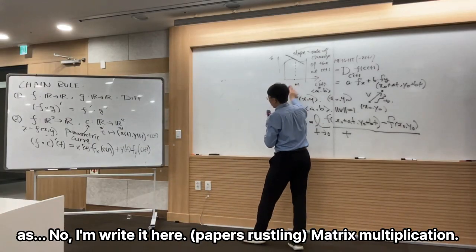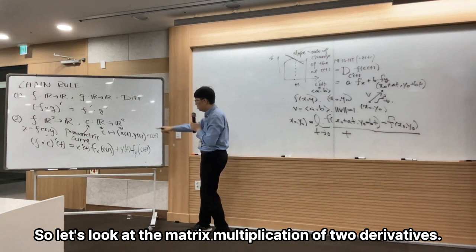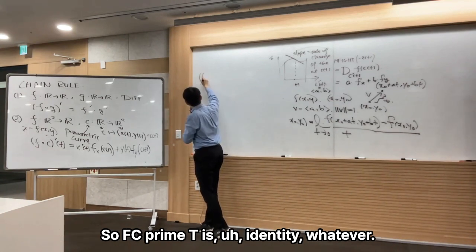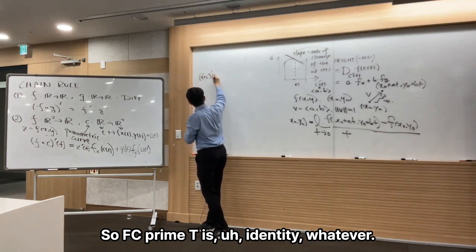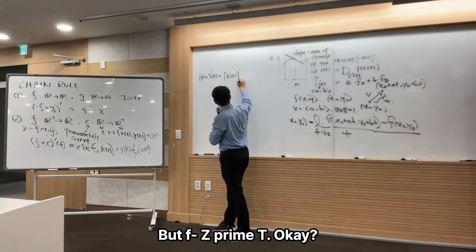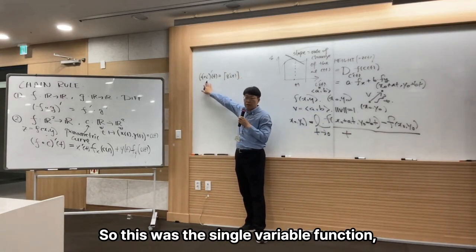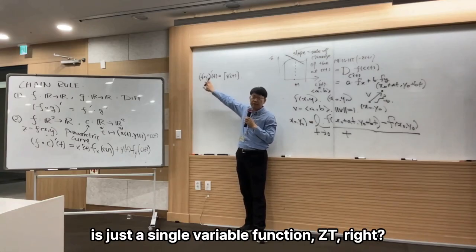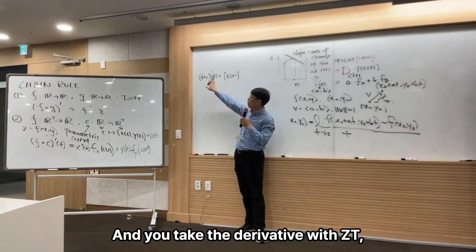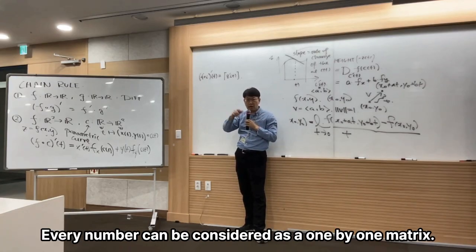Matrix multiplication. So let's look at the matrix multiplication of two derivatives. f∘c prime of t is, with that t, whatever, but that prime t, okay? So this was the single variable function. f composite c is just a single variable function, z(t), right? And you take the derivative, it's z'(t). But let's look at z'(t) as a 1-by-1 matrix, because it's a number. Every number can be considered as a 1-by-1 matrix.